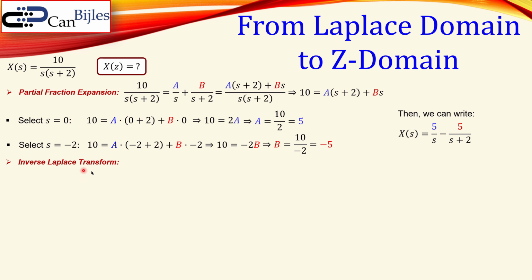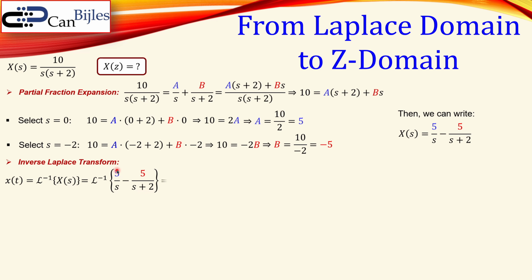Now we need to go to the inverse Laplace transform. For the inverse Laplace transform of this one, which is given here by the script L to the power minus 1, means inverse Laplace transform, we go to the time domain. So we make the conversion from the s domain to the time domain. And now we have this: 5 over s minus 5 over s plus 2. That's actually what we have.